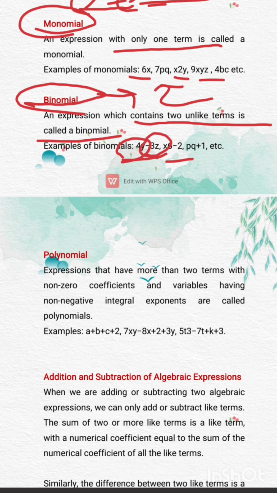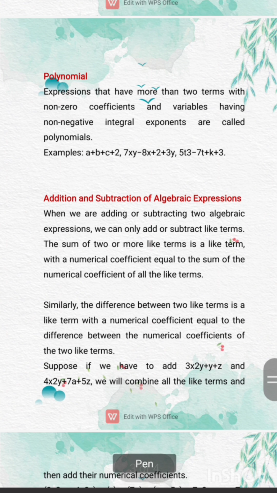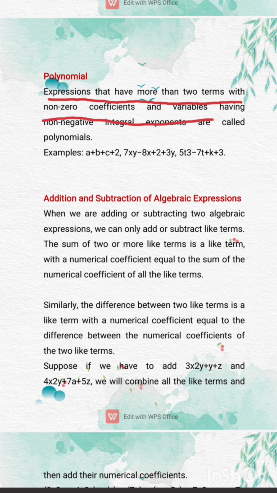Now what are polynomials? A polynomial is any expression that has more than two terms with non-zero coefficients and variables having non-negative integral exponents. So in short, here we are explaining that if it has more than two terms, then these are the polynomials.